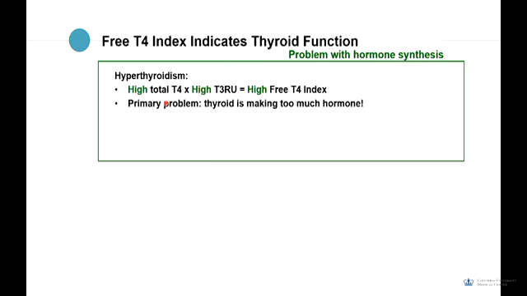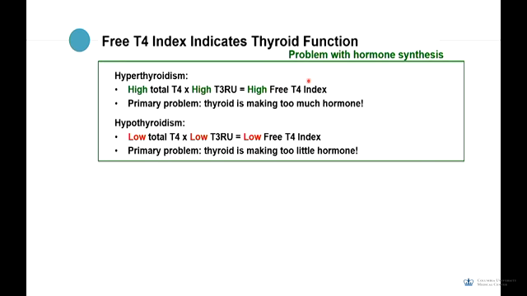So in hyperthyroidism, you're producing a lot of T4, so you're saturating all of those different binding sites in TBG. And because of that, when you pour in the T3, it has nowhere to go, so your resin takes up a lot of T3. So because of that, you get a high free T4 index. So high total T4, high resin uptake, high free T4 index. The opposite happens in hypothyroidism, so low T4, low T3 resin uptake, low free T4 index.